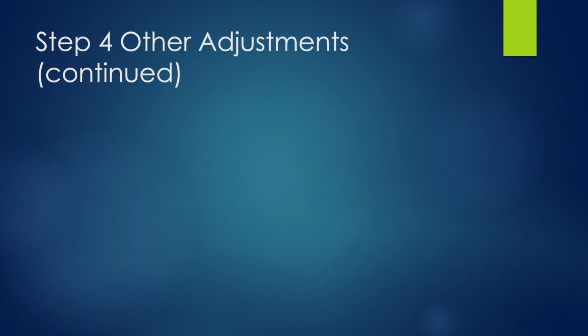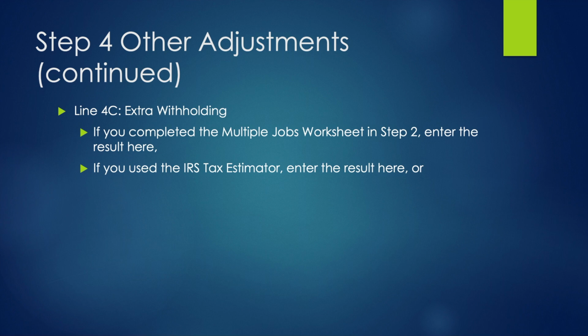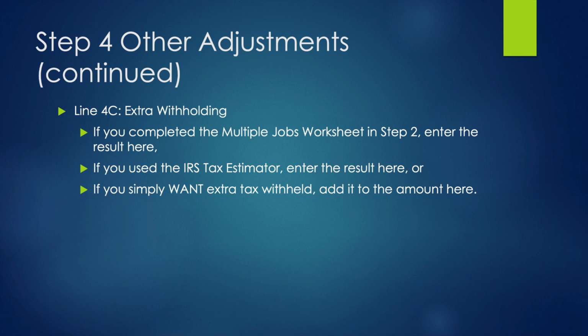Thank you, Kevin. So now we're down to line 4C, extra withholding, and that's a very important line on the Form W-4. If you completed the multiple jobs worksheet back in step 2, then you will transfer the figure from that multiple jobs worksheet to this line 4C, and that will be your extra withholding amount. If you use the IRS tax estimator on their website, then you will transfer the results from their estimator to this line 4C. Or thirdly, if you just simply want extra tax withheld from your paycheck, you can add it to the amount on line 4C.